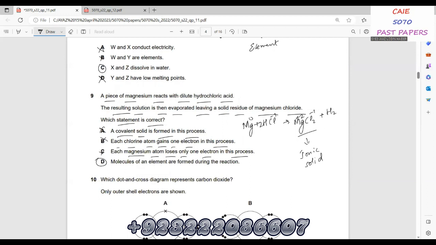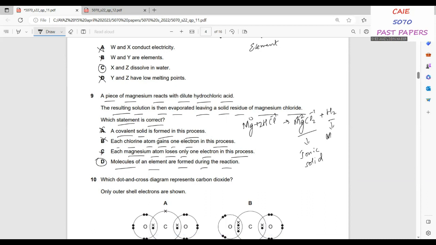I'm reading the statement. Molecules of an element are formed during the reaction. Yes, we have a molecule of the element, that is hydrogen gas. This is a molecule of an element.